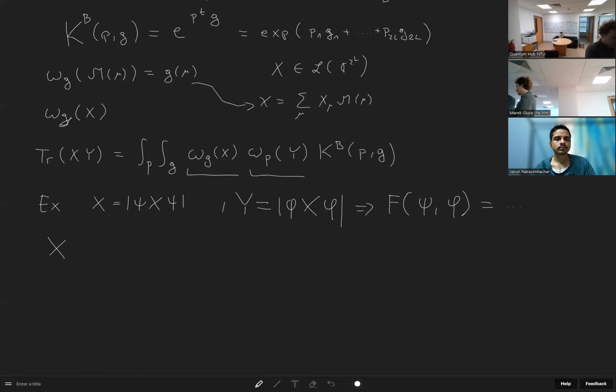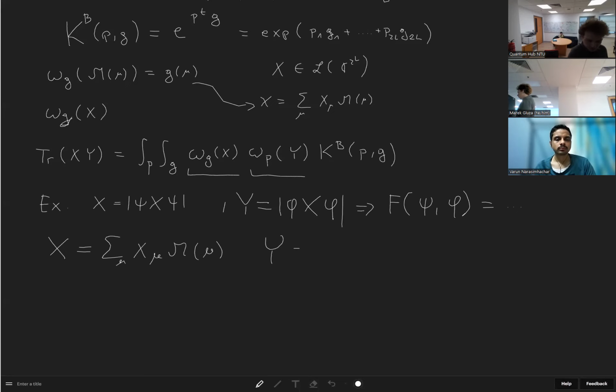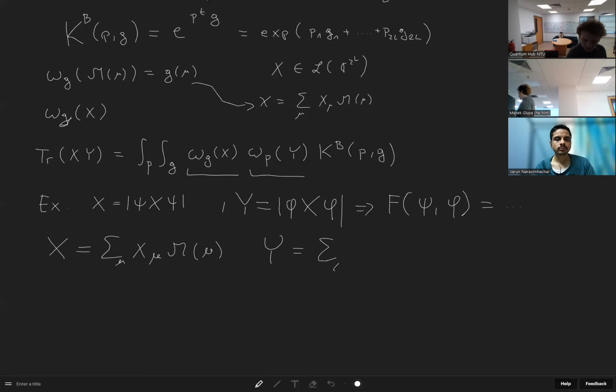But anyway, we have X, which is the summation over mu of X mu M mu, and we will do the same thing for Y, which is the summation over nu of Y nu M of nu. And when we multiply them, what we need to compute is the product.